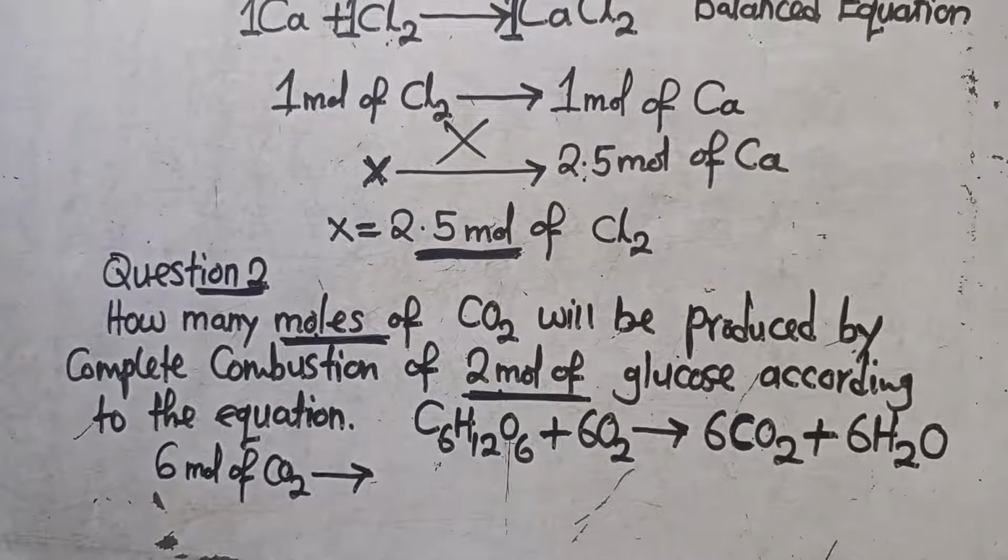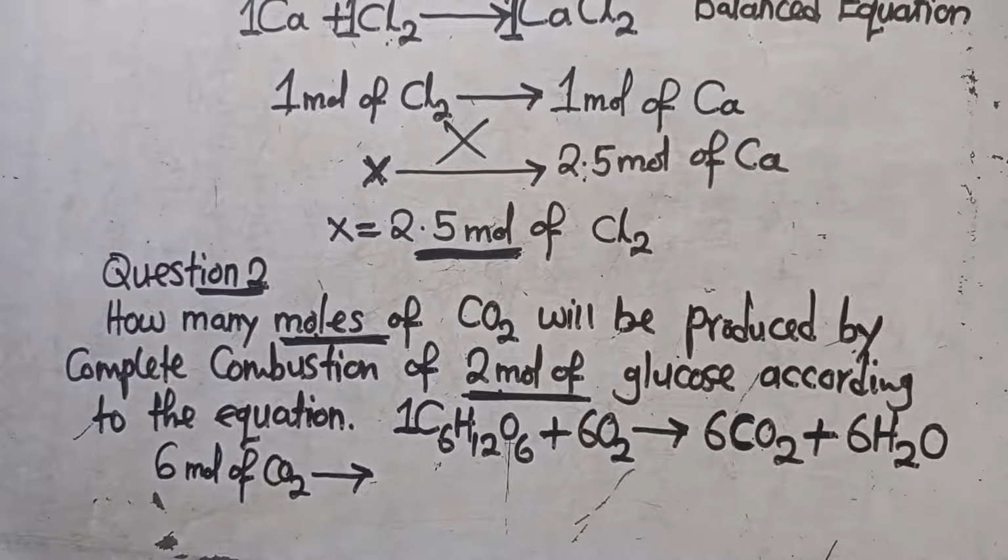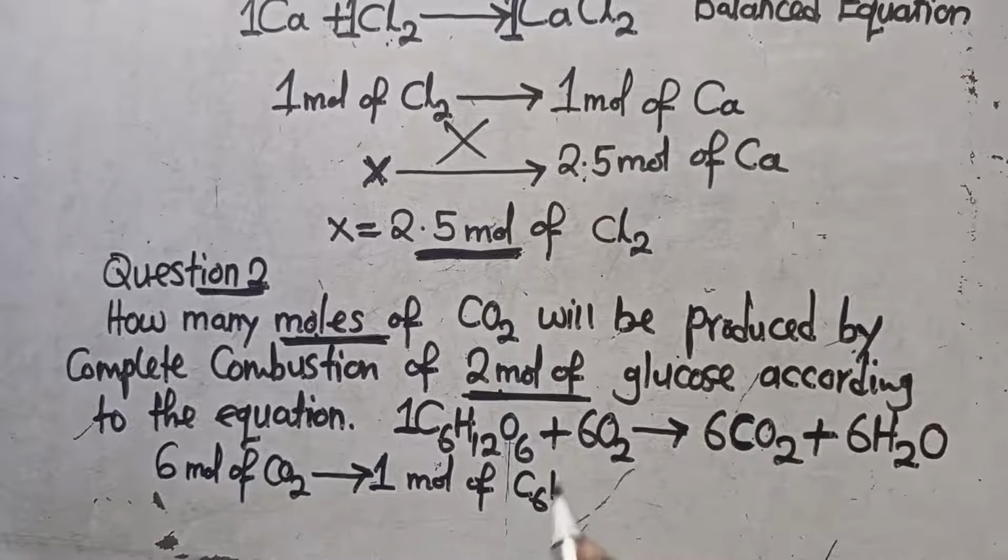Glucose, it's just having 1. Here there is just a 1. We haven't put anything. So we say 1 mole of what? Glucose, which is C6H12O6. That is what we are given.